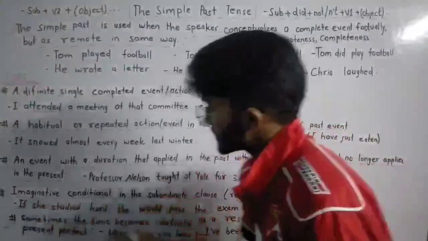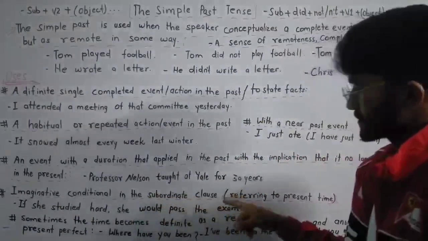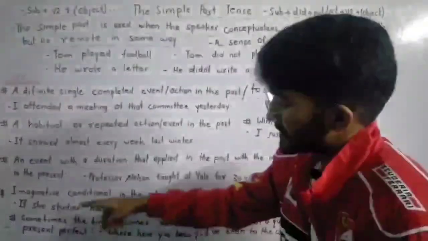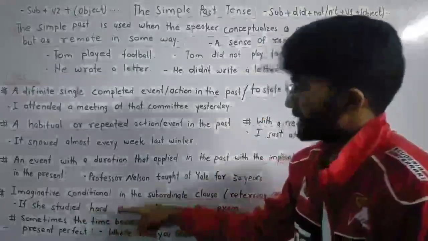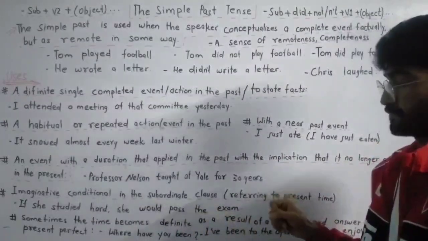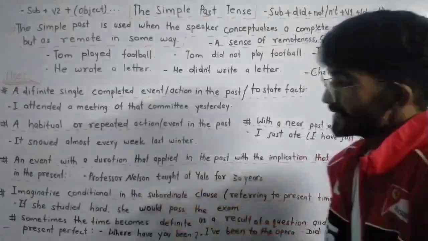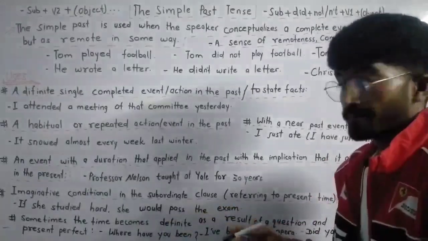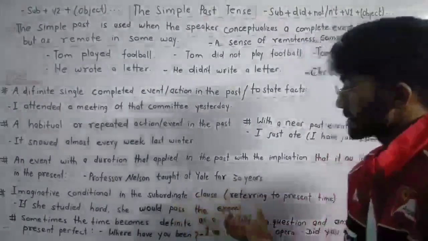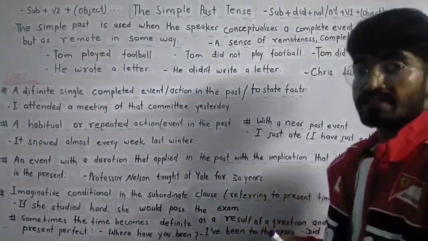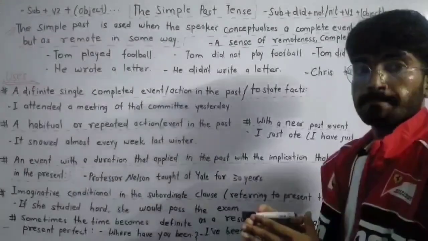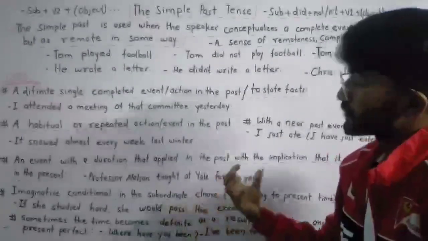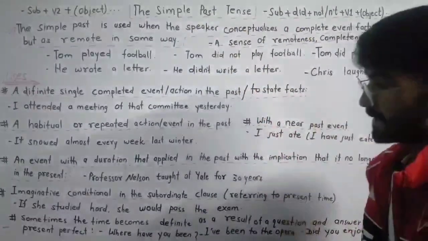And another one is the imaginative conditional in the subordinate clause, referring to present time. See, let's understand through this example. If she studied hard, she would pass the exam. And she didn't study hard, so she couldn't pass the exam. If she studied hard, she would pass the exam. And now her result has been published, and in that result she couldn't pass. So in such a situation we can use the simple past tense.